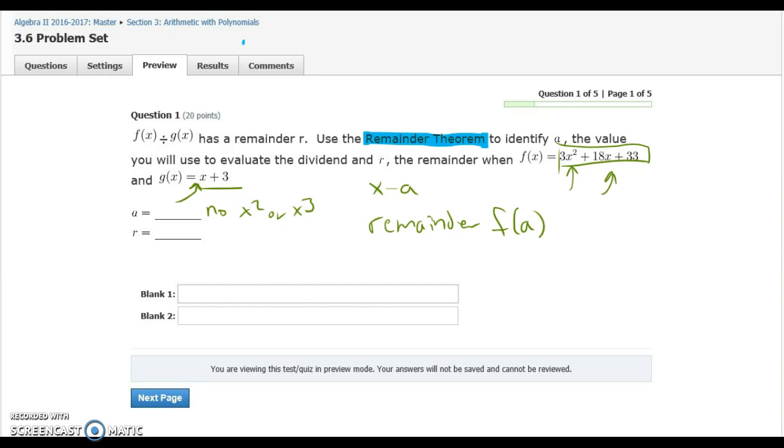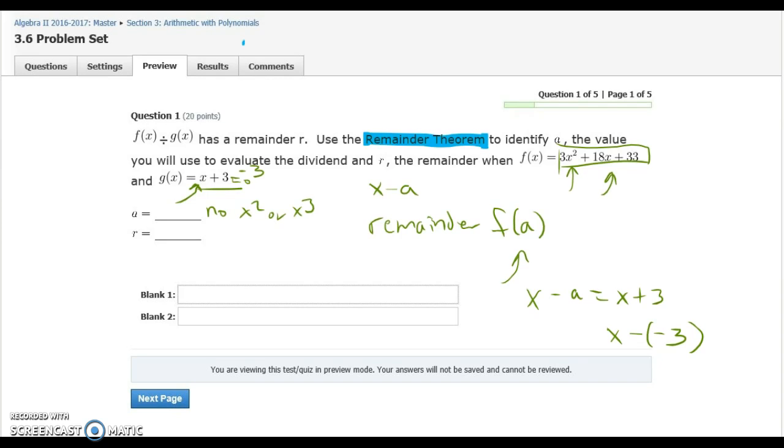So if x minus a is the same thing as x plus 3, then that's the same thing as x minus negative 3. And so we're going to evaluate at negative 3. You can also think of that as what value makes this equal to 0? Well, negative 3 does. So we'll go ahead and evaluate that.